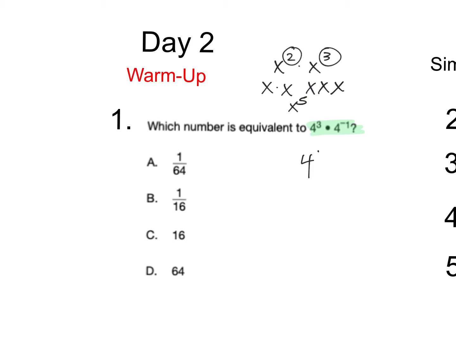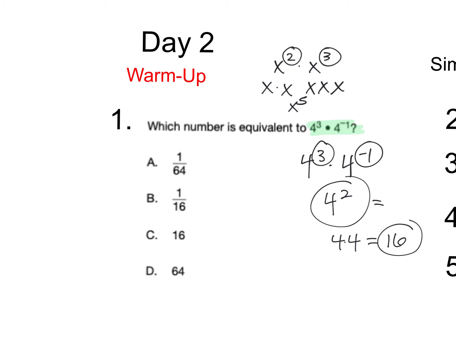So same thing here, 4 to the third times 4 to the negative first. I can add those and I end up with 4 squared. All right, now I don't see that as a choice over here, but I do know 4 squared is 4 times 4, which is 16, which is a choice.